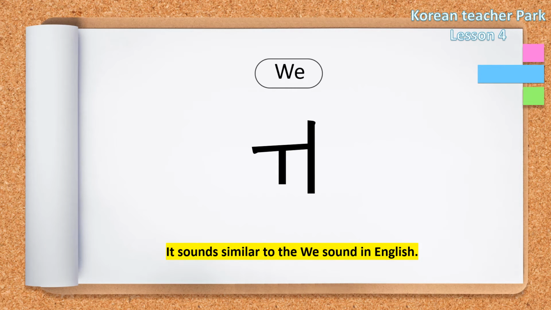It sounds similar to the WE sound in English. We, we, we. Write like this. First, you can write U sound and write E sound. So how to say? We, we, we. 위. You speak U sound and together speak E sound. We.